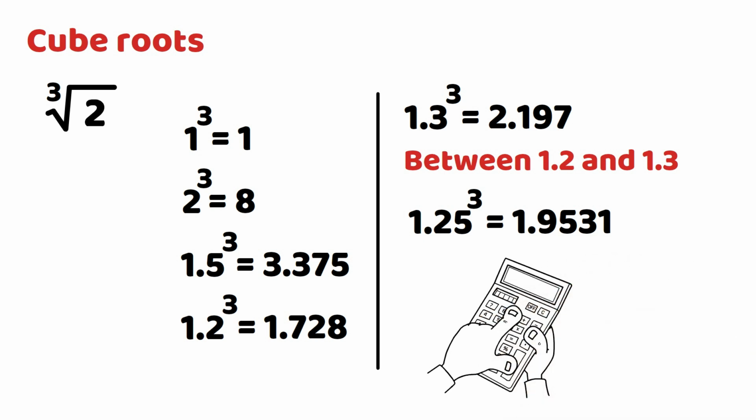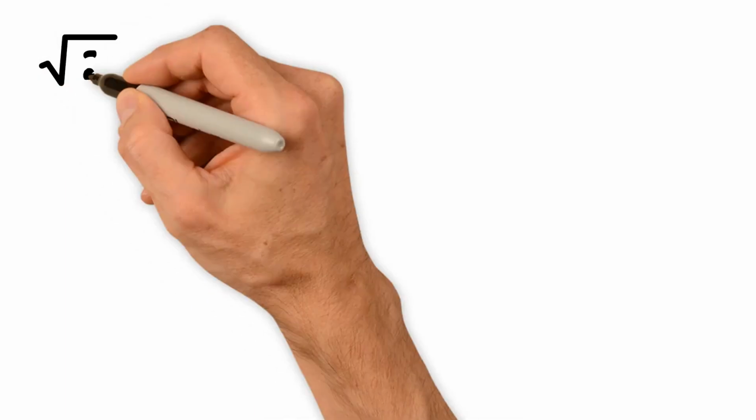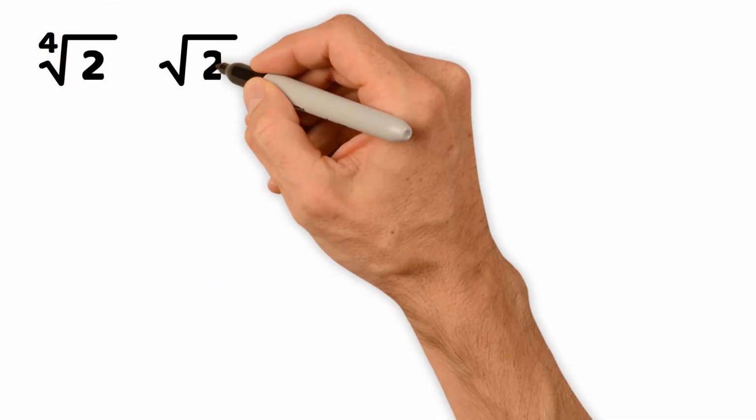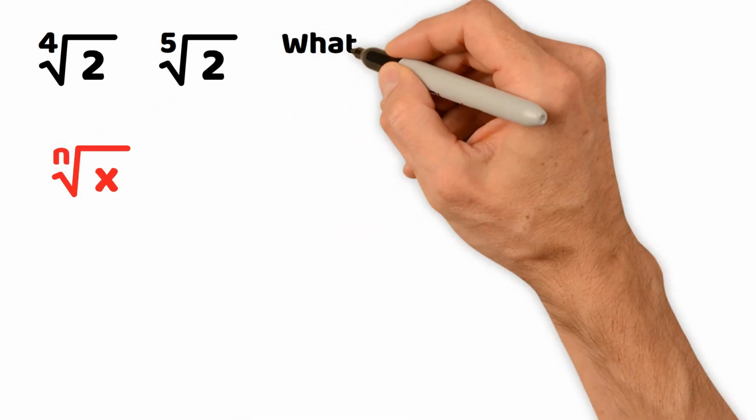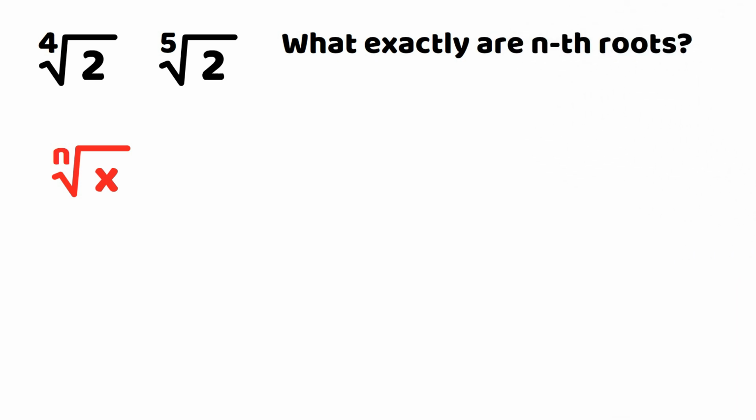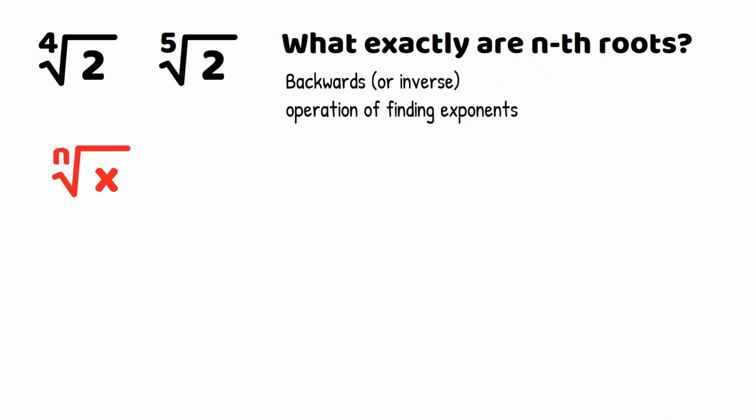And there's nothing special about square or cube roots. We can have fourth roots or fifth roots and so forth, in which we write x to the nth root, which is the nth root of the number x. So what exactly are nth roots? They are the backwards or inverse operations of finding exponents.